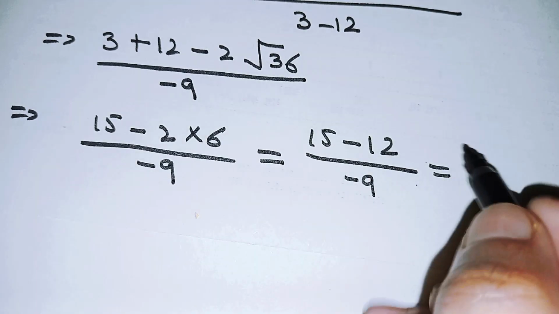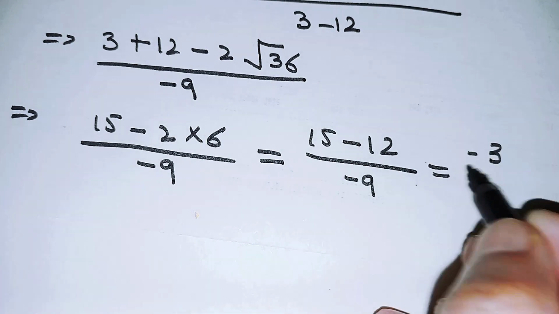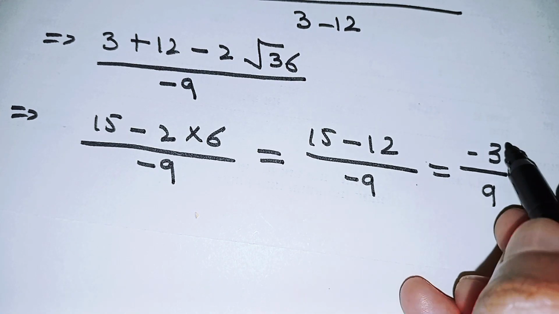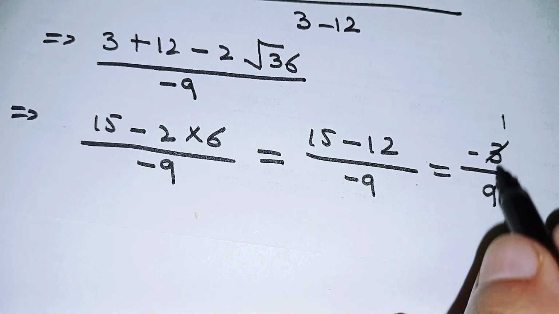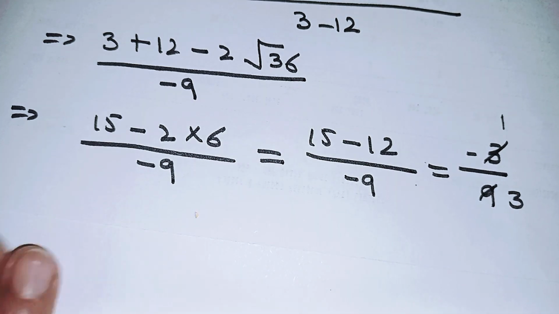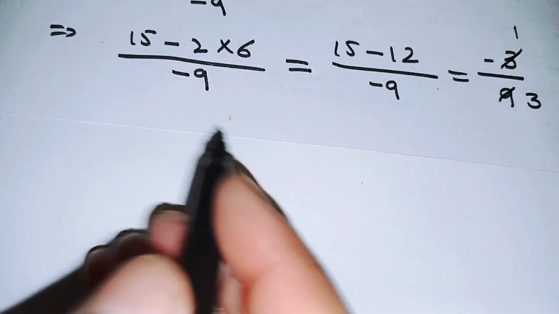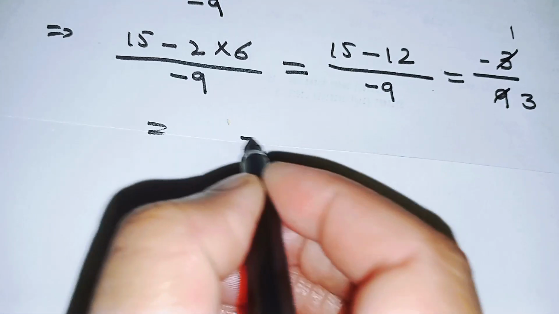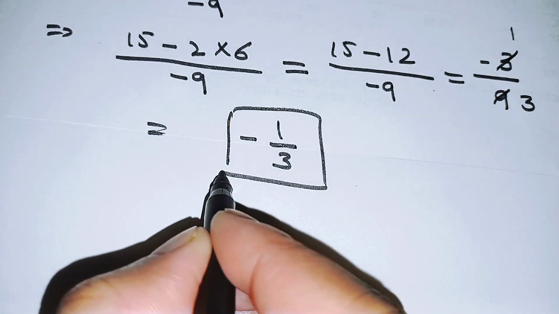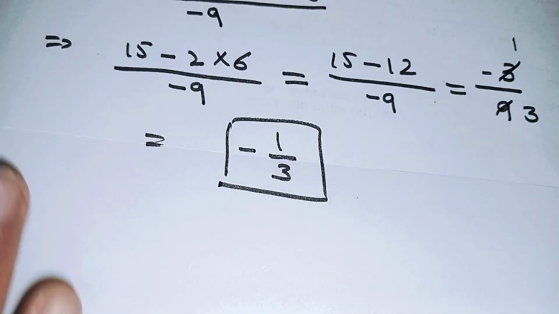Then we subtract: 15 minus 12 is equal to 3, over minus 9. Dividing by 3, 3 over 9 is 1 over 3. So minus 1 over 3 is our final answer from the first method.